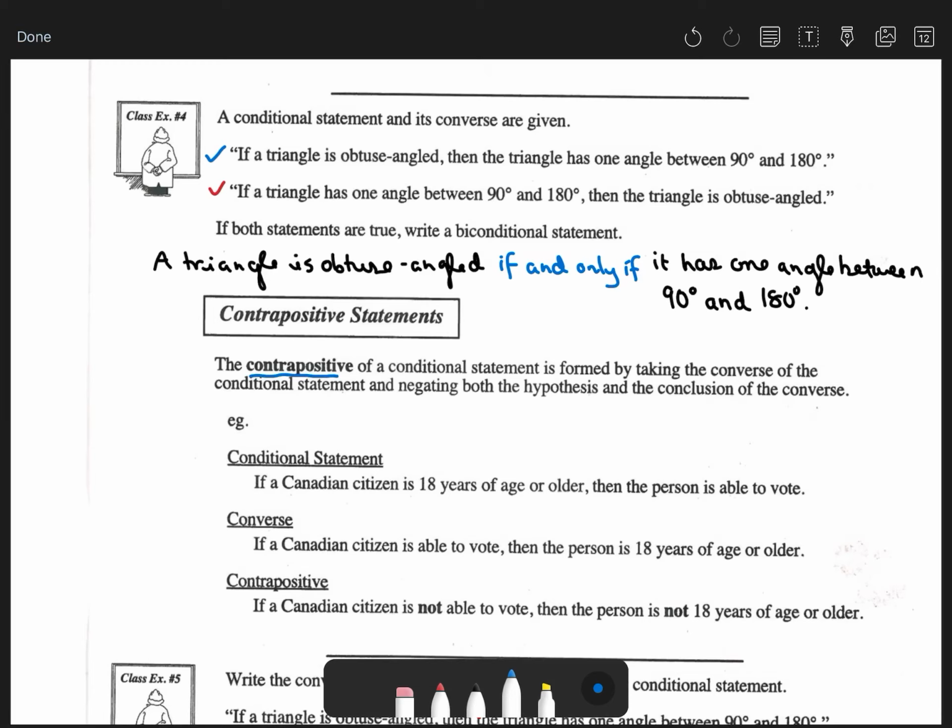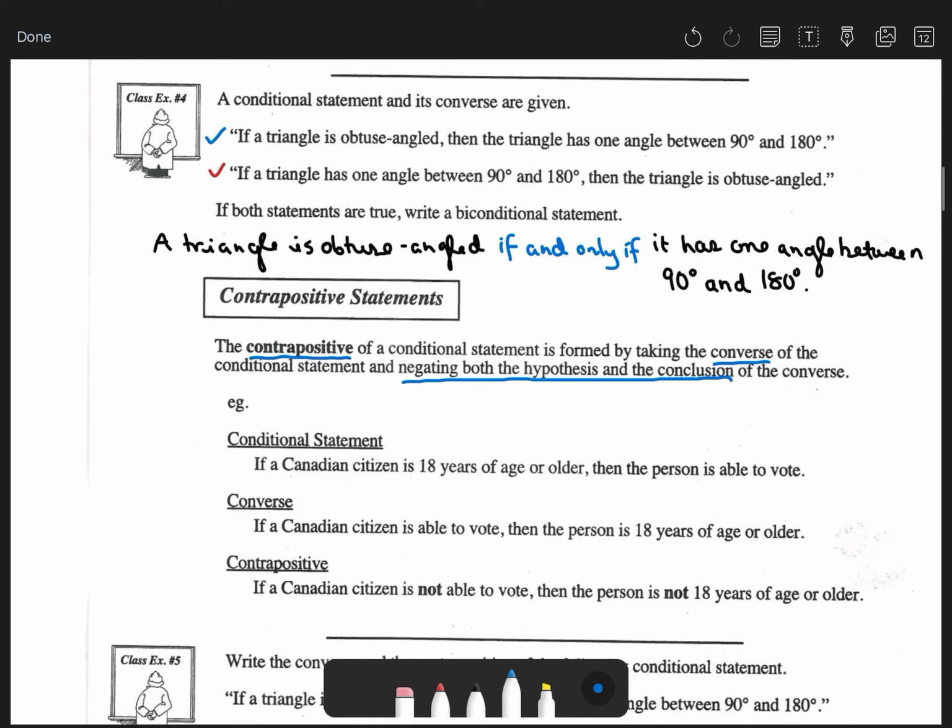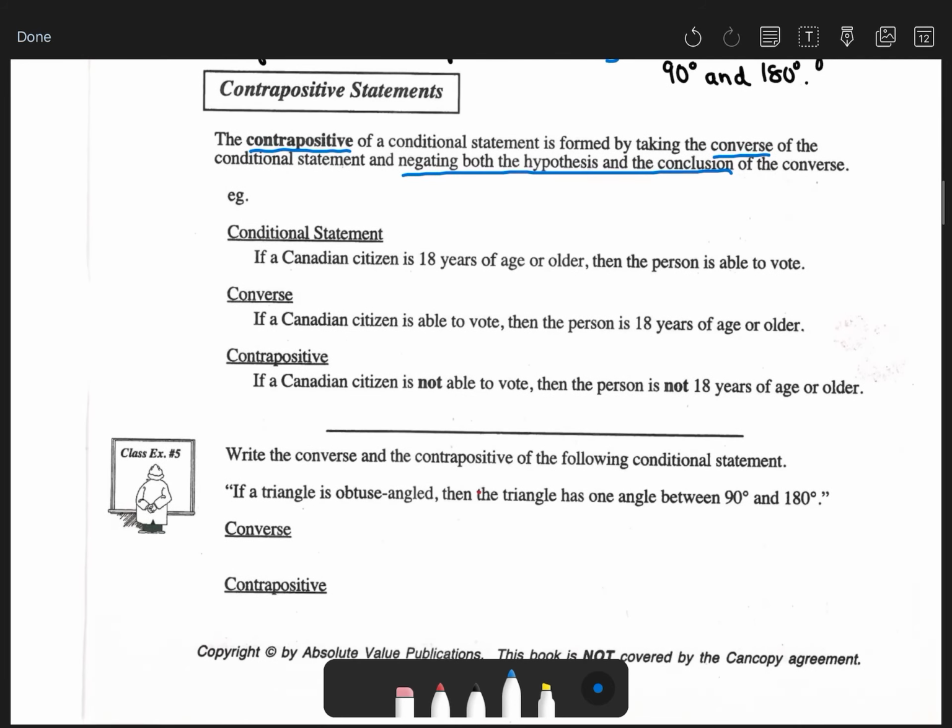Okay, next term, contrapositive. So like I said, there's lots of terms today. The contrapositive of a conditional statement is formed by taking the converse and negating both the hypothesis and the conclusion. Okay, so you start with a conditional statement, write the converse, and then negate both of them, which basically means make both of them negative. So here's an example they walk us through. Okay, they take a conditional statement. In step 1, if a citizen is 18 years of age or older, then the person is able to vote. Then they write the converse.